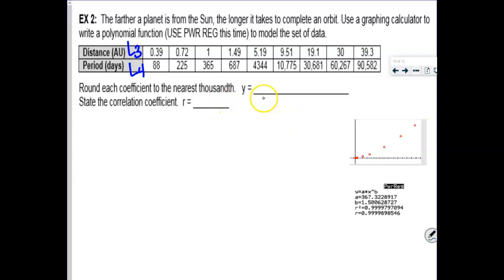All right, so I forgot what it was. 0.323 times x to the... And then it's like 1.5 with a bunch of zeros after it, so I'll just put 1.501. That's just me jotting down for my teacher, like, yes, I totally found numbers.